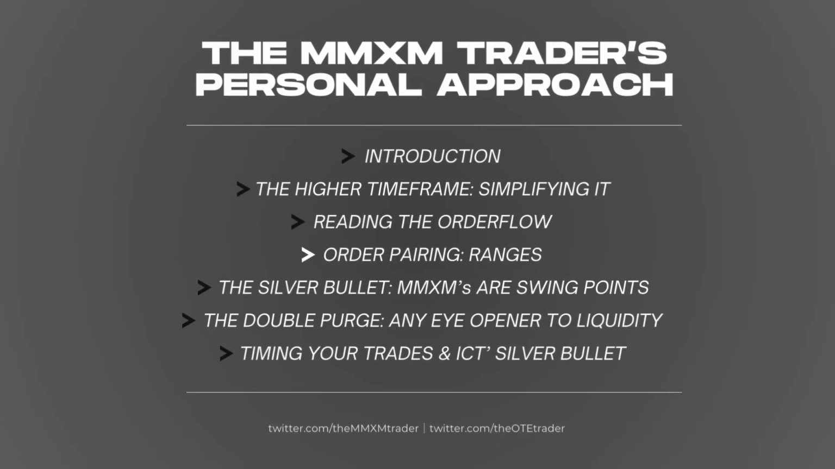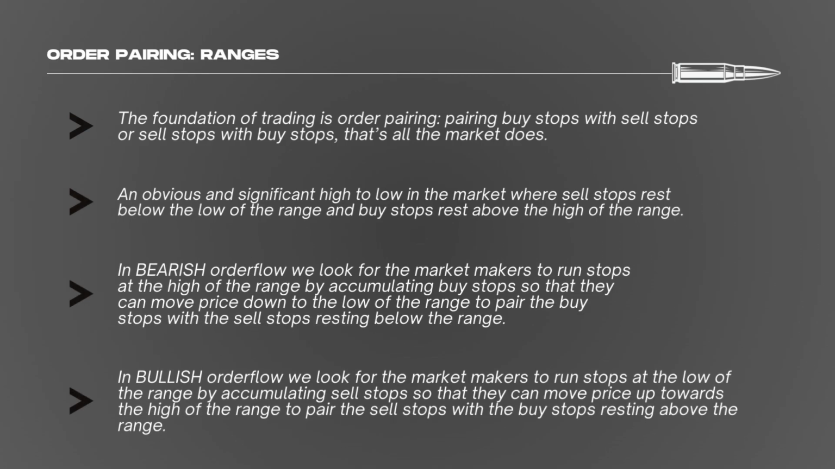So that concludes reading the order flow. So let's hop on over to the next topic, which is order pairing, and we're going to be talking about price ranges. Now, the foundation of trading is order pairing. Pairing buy stops up with sell stops or sell stops with buy stops, and that is all the market does.